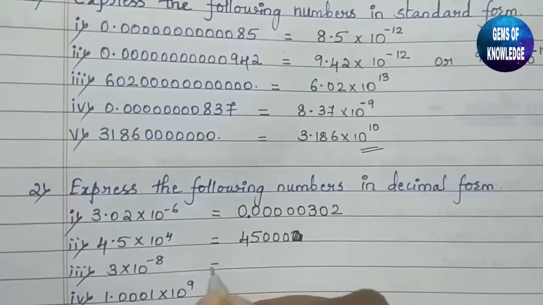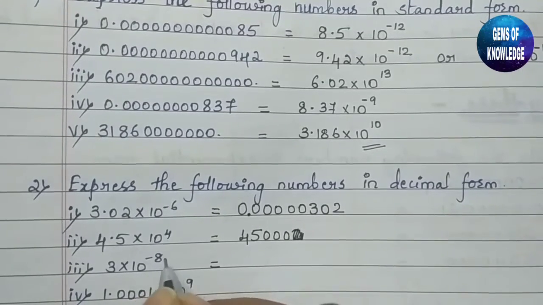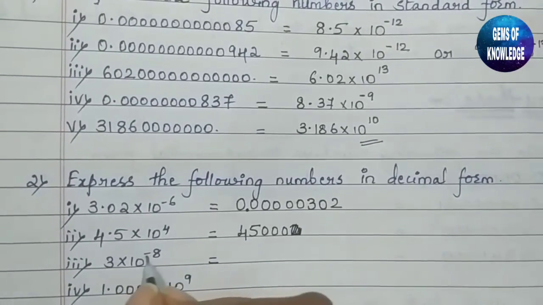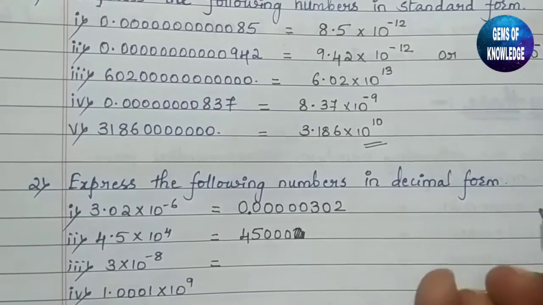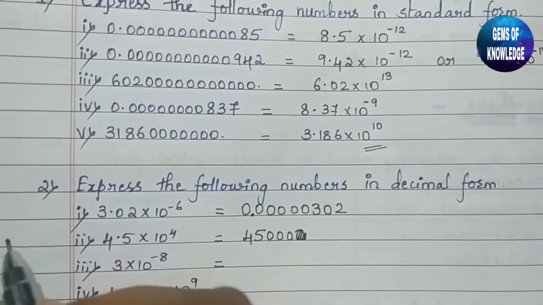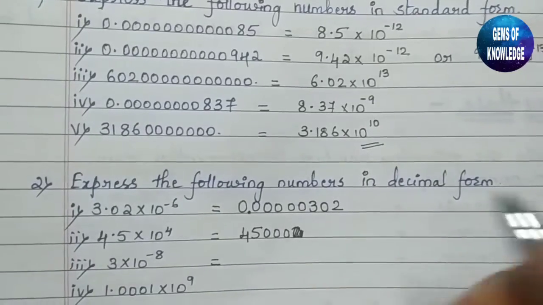Then next one, 3 into 10 to the power of minus 8 is given. Now minus 8 is there, which means our point was moved towards the right side. Now we have to move it to the left side. So 8 numbers we need here.